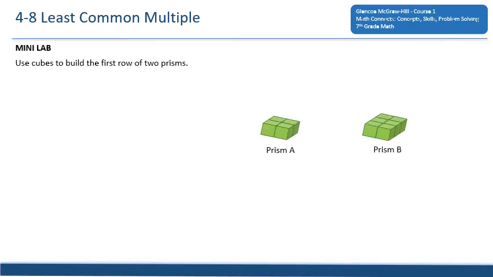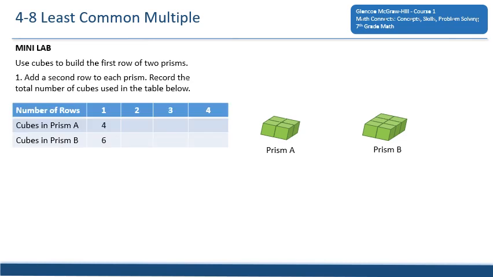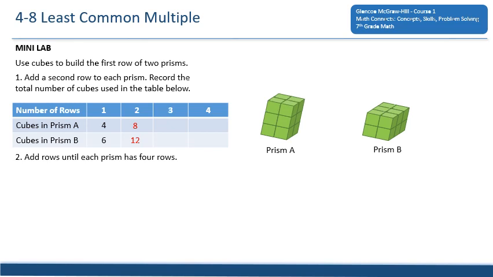Minilab: use cubes to build the first row of 2 prisms. Add a second row to each prism and record the total number of cubes in the table below. So prism A had 4, and we just added 4 more, so now we have 8. Prism B had 6, and we just added 6 more to make 12. Add rows until each prism has 4 rows. So we're going to add 4 more to prism A to get 12, 6 more to prism B to get 18, 4 more to prism A to get 16, and 6 more to prism B to get 24.